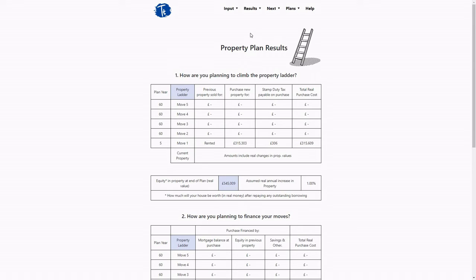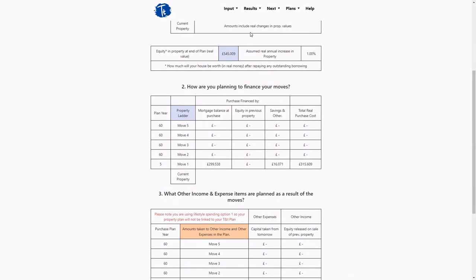Table 1 shows for each planned move how much you were planning to sell any previous property for and the purchase price of the new property, including any stamp duty tax. Table 2 shows how you are planning to finance this total purchase cost, which can include a combination of equity in your previous property, mortgage borrowing, and your own savings.